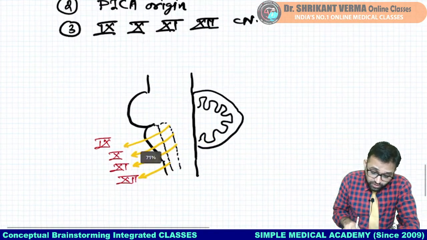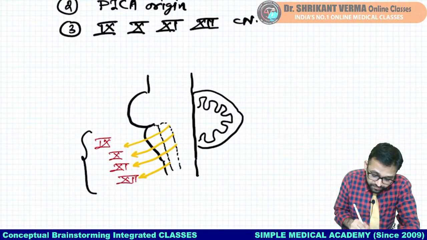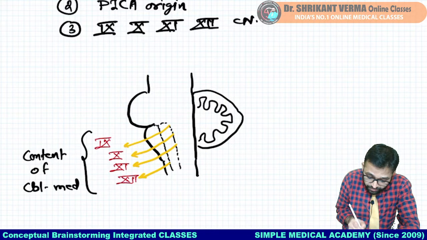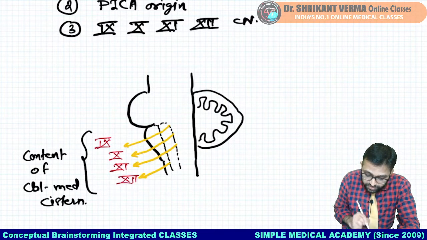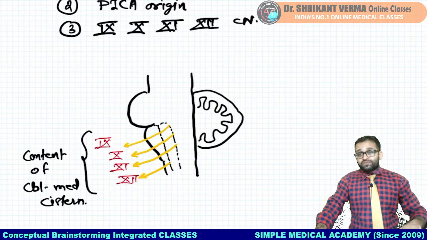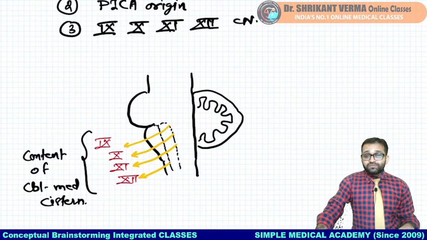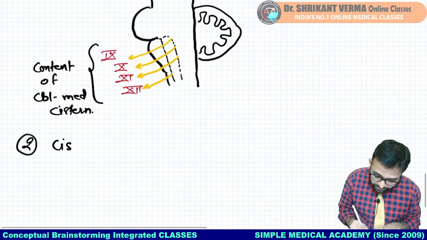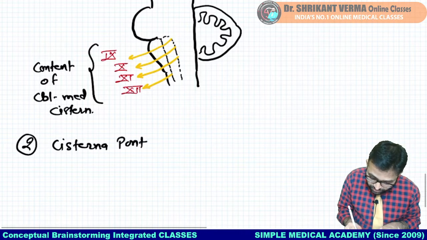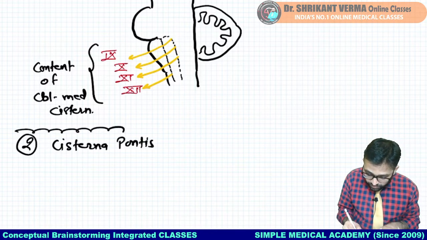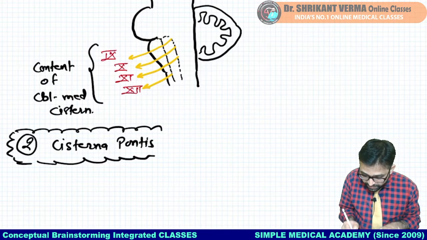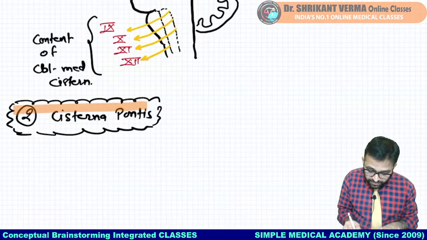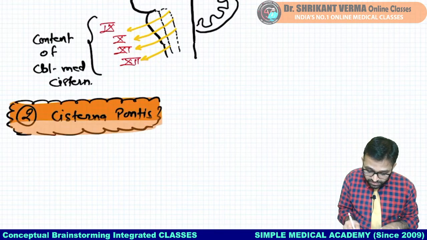So remember, these are also the contents of the cerebellomedullary cistern. These are the different points which you can remember. Now further we are going to talk about our next cistern, that is the cisterna pontis. So many things we had seen about our cisterna pontis in the diagram above. Now we are going to look at more details.